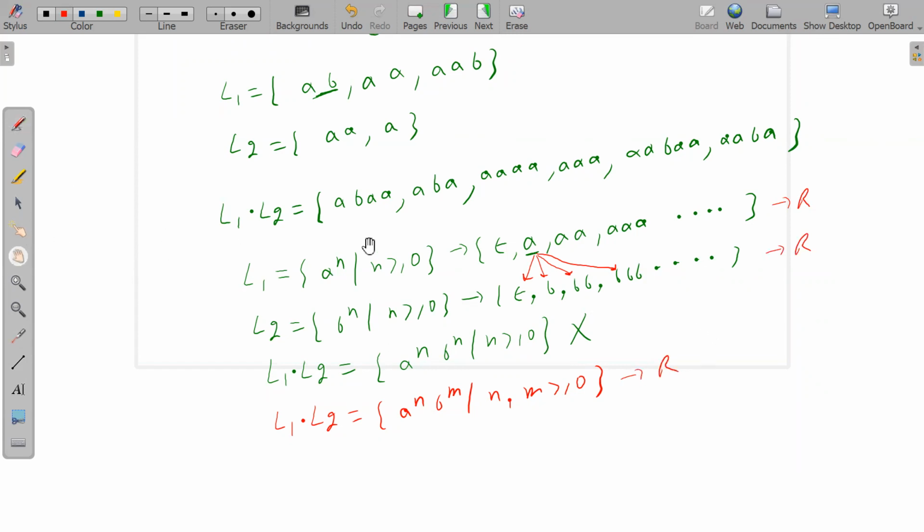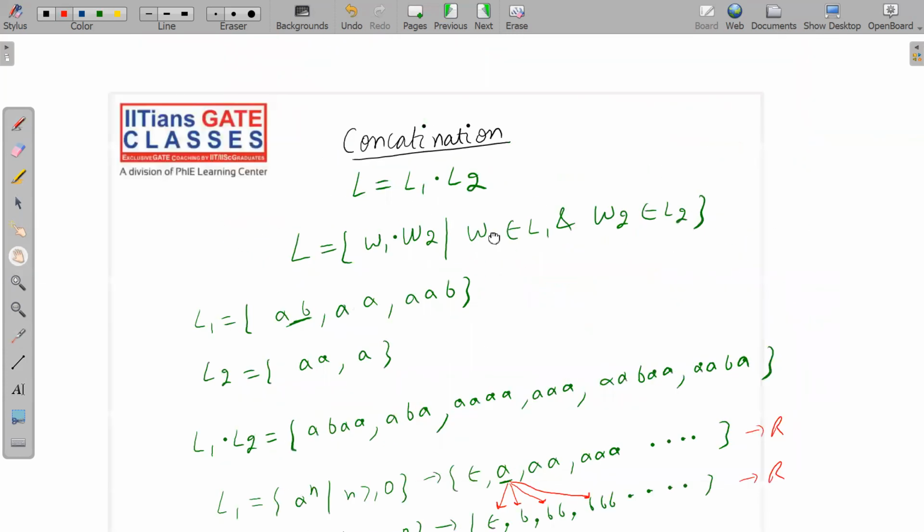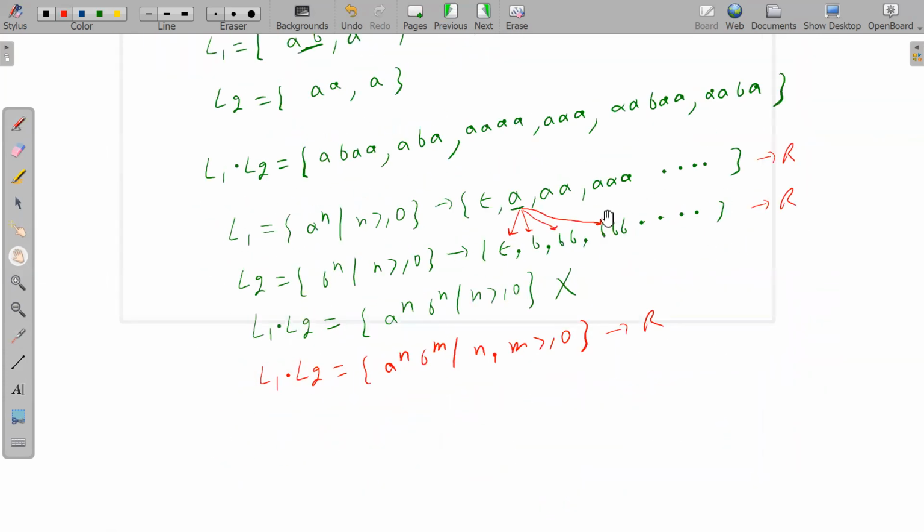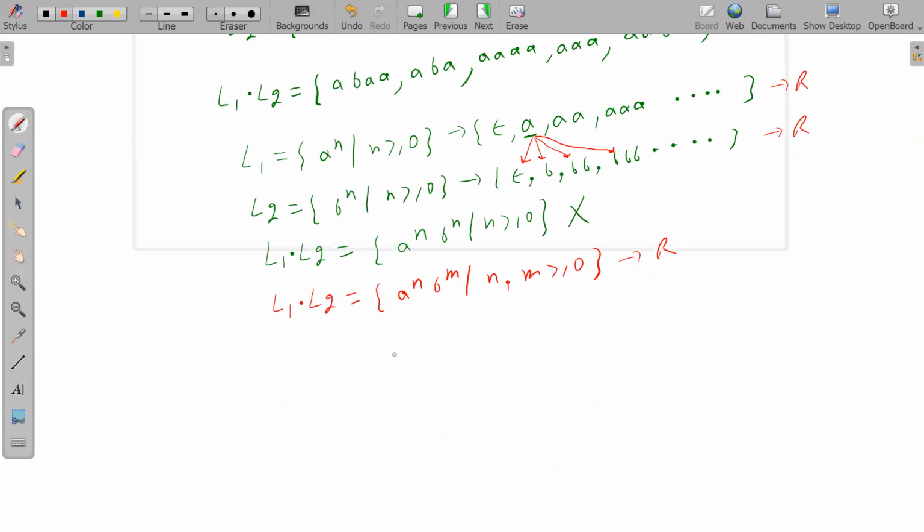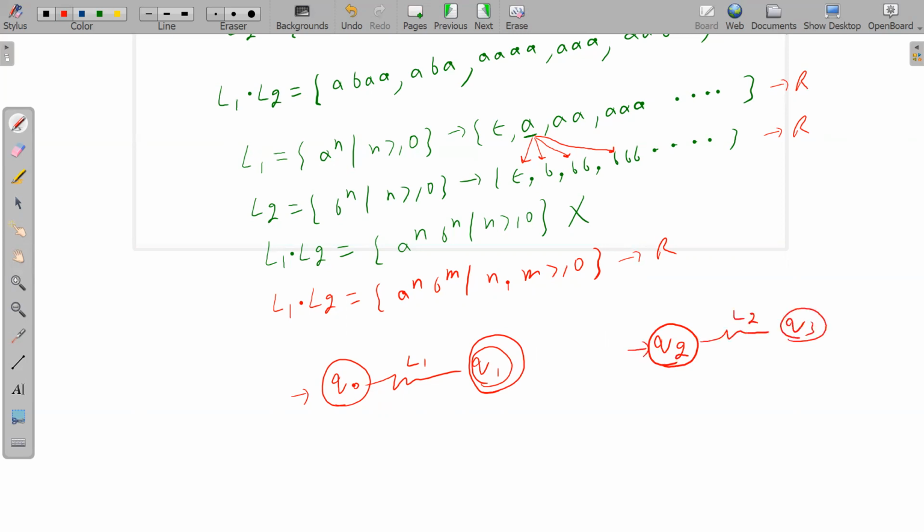So can I say that regular languages are closed under the concatenation operation? No, this is just one example. To properly prove it, I will say it like this. For L1, I will have an FA. Say the initial state is Q0, and after a few transitions and a few states, we jump to Q1. So this is your FA for L1. For L2, I will have, say, Q2 as my initial state and Q3 as my final state. So this is the FA for L1 and this is the FA for L2.